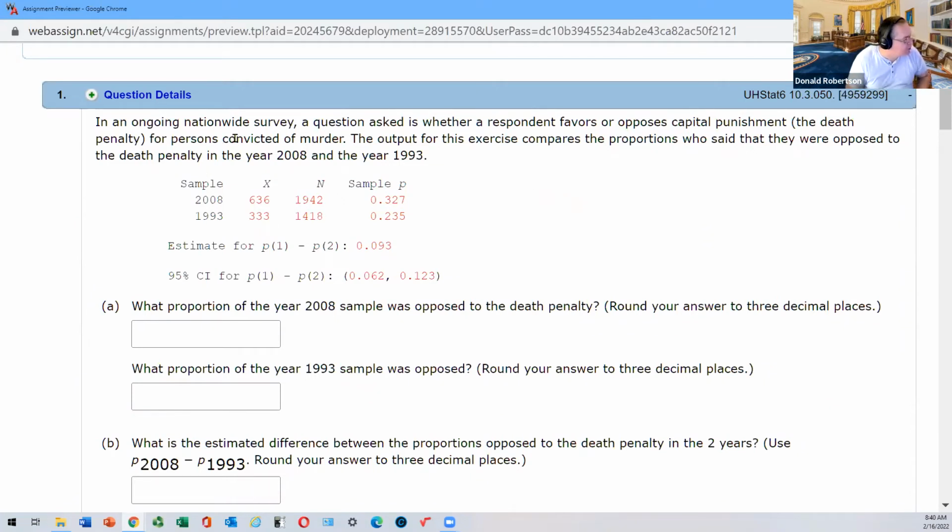So in an ongoing nationwide survey, a question asked is whether respondents favour or oppose capital punishment, right? So are you in favour of the death penalty? The output for this compares the proportion who said they oppose the death penalty. So they're looking at 2 snapshots in time. In 1993, 333 people out of the 1,418 that they asked were in favour of it. And that was about 23.5%.